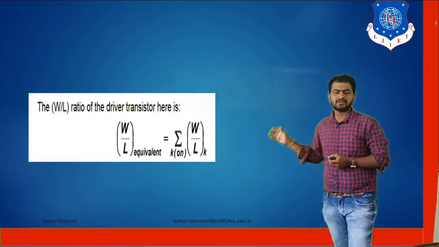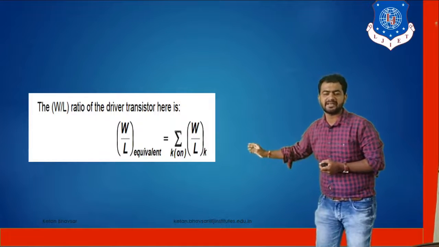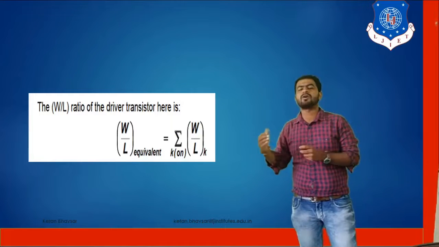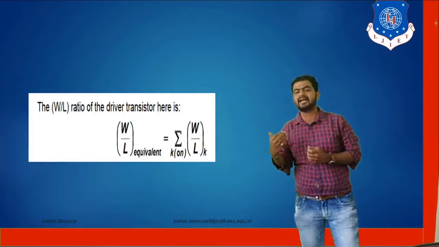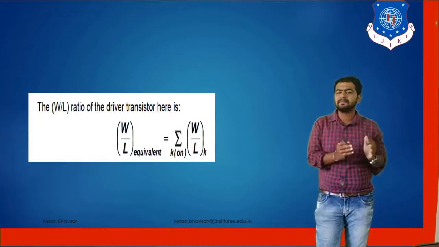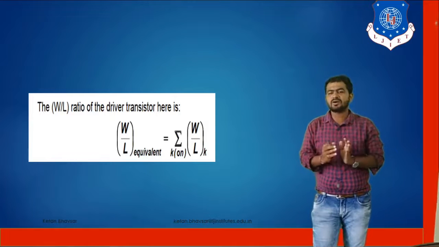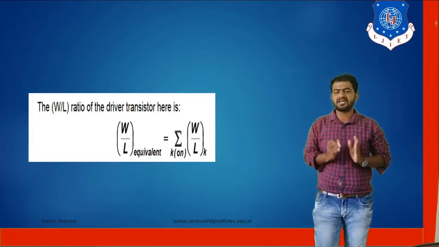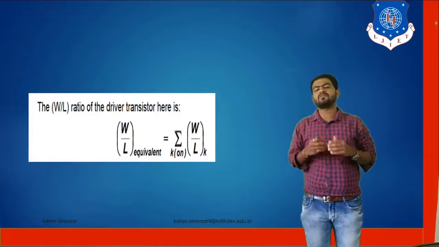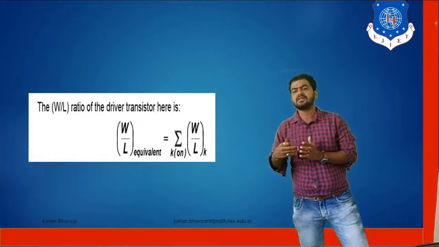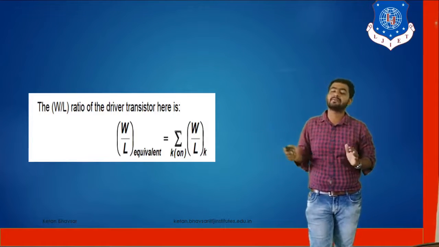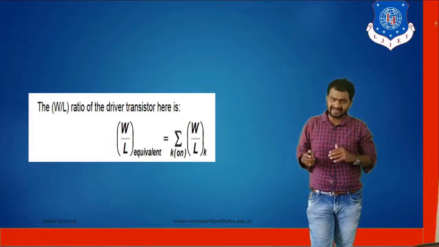And now the W by L ratio, as you can see, is equivalent to the summation over k of W by L k, which means it is equivalent to the number of inputs that you have connected in that manner. So we are talking about a simple multiple-input NOR gate configuration, and the ratio of width and length is always proportional to the number of transistors you have connected. So these are the ratios of W by L in terms of width and length.